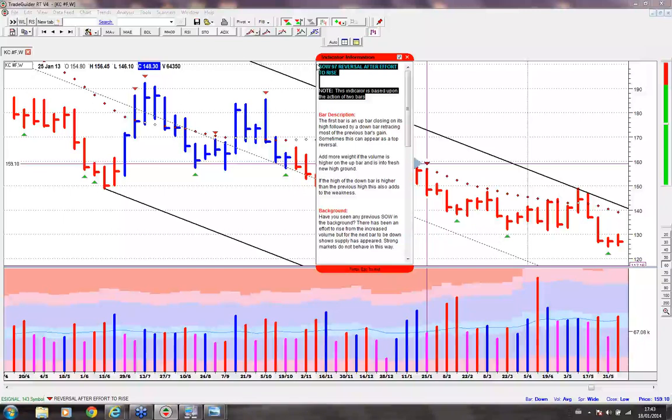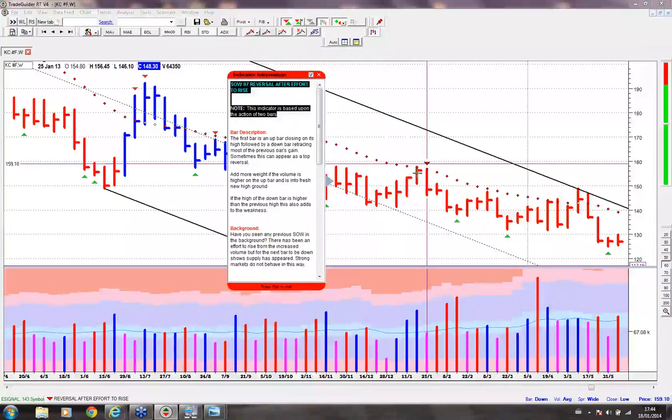This works much better in a downtrend, but it also works very well at previous resistance. So the first bar is an up bar, which means it's closed higher than the bar behind it. It's closing on its high, followed by a down bar retracing most of the previous bar's gain. Sometimes this can appear as a top reversal. Add more weight if the volume is higher on the up bar and into fresh new high ground. Well, the volume is higher on the up bar, but we're not into fresh new high ground, meaning we're in a downtrend. It's even better.